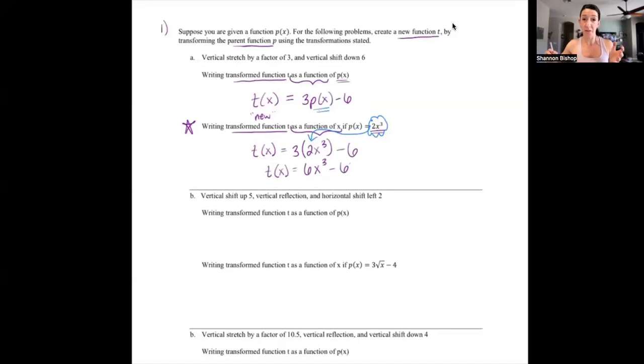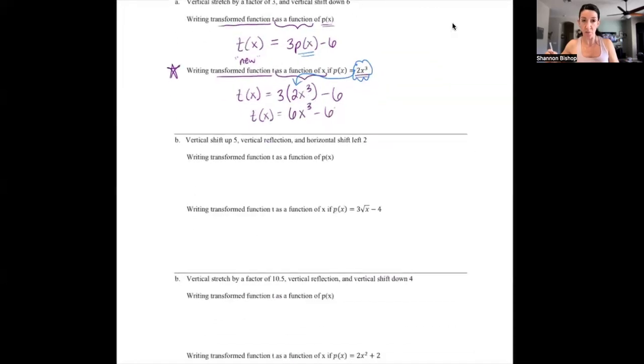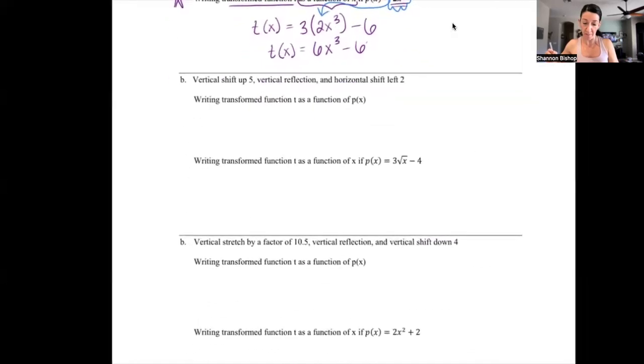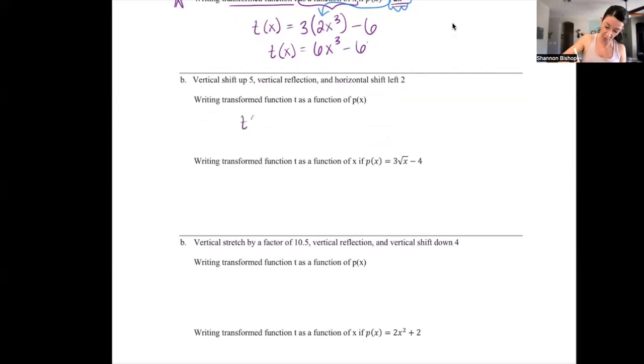Okay, let's look at that same set of instructions, but for a couple different scenarios just to make sure it's making sense. So for this next one, we have a vertical shift up 5, a vertical reflection, and a horizontal shift to the left. Okay, so same as before, T of X is my new guy. And for this first one, it's as a function of P. I have no idea what kind of formula P is, and that's okay. I'm just going to keep it generic using his function name, and I'm still going to apply the necessary transformations.